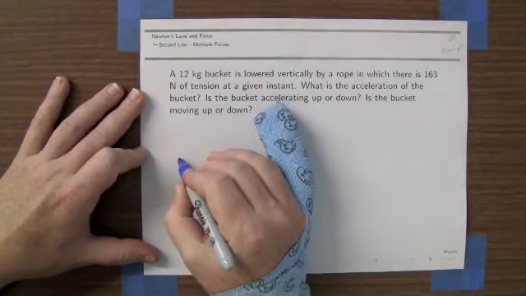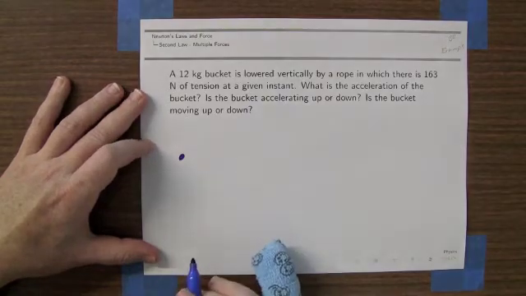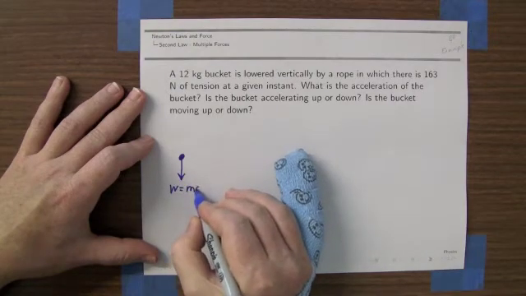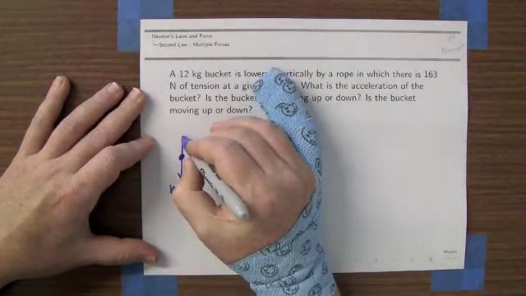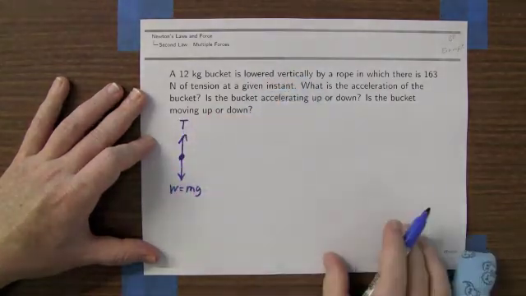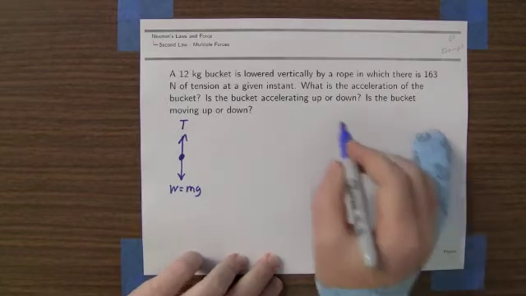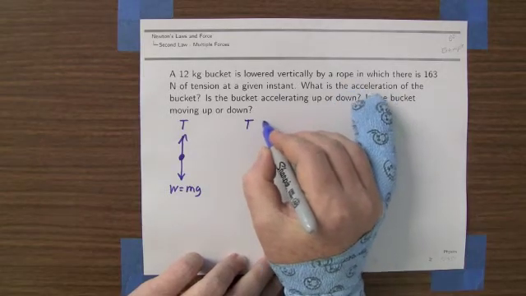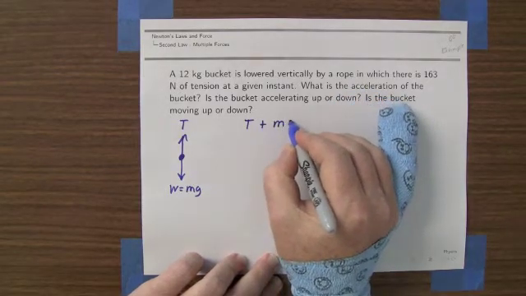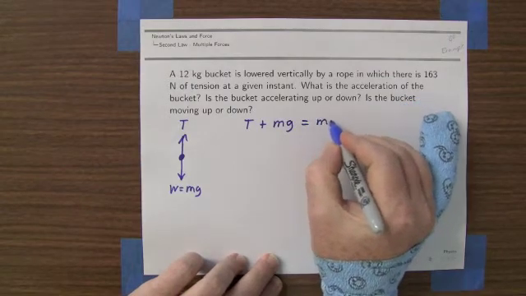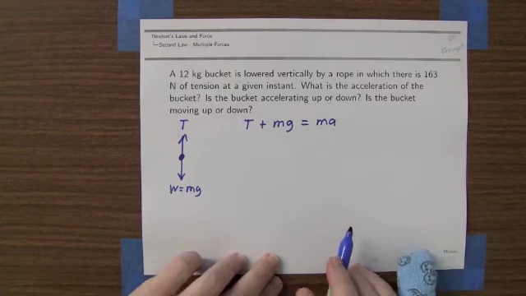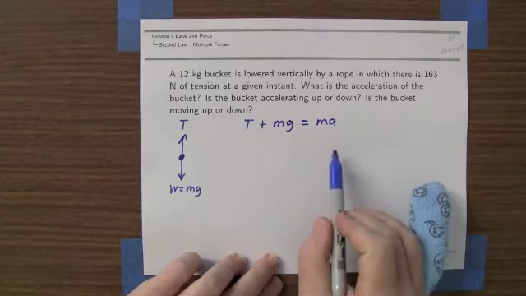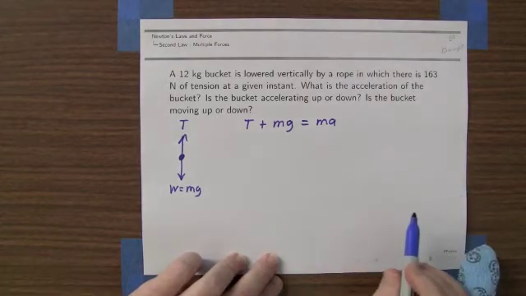So once again, first order of business is to draw the free body diagram for the bucket. And as always, we have the weight downwards, which is mg. And in this case, the only other force is the tension upwards. So Newton's second law says that the sum of forces, which in this case is tension plus weight, equals ma. And I cannot stress how important it is to just be consistent in how you set these problems up. It's always sum of forces equals mass times acceleration.